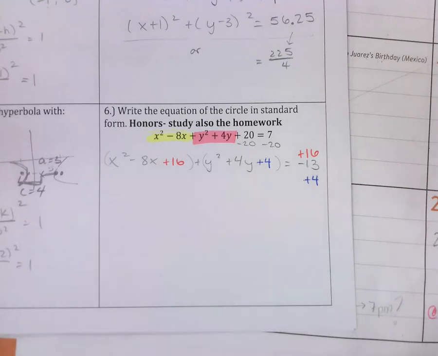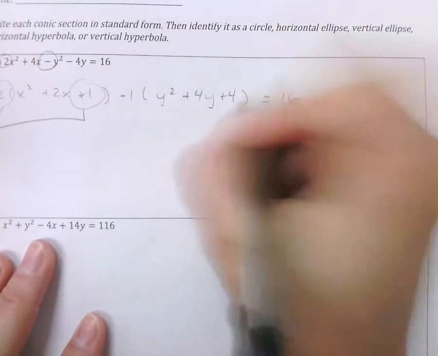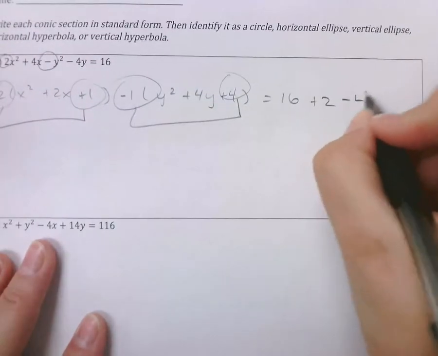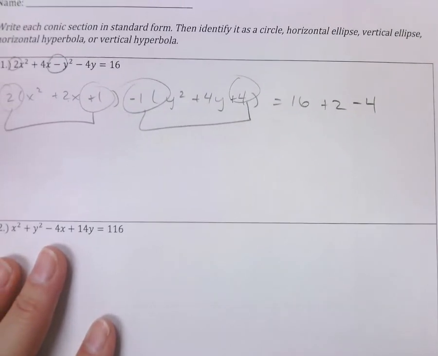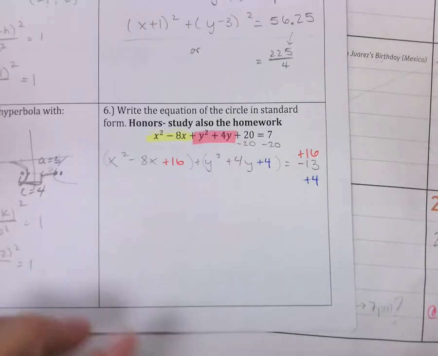Okay, and then going back to this worksheet real quick. Take half of 4 and square it, we get 4. But it's not a 4, it's a -4, because we factored out a -1. It's still being multiplied by the -1. Yeah, it's like distribution. Alright, so anyhow, back to this.